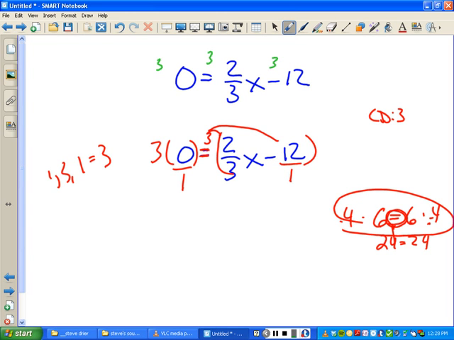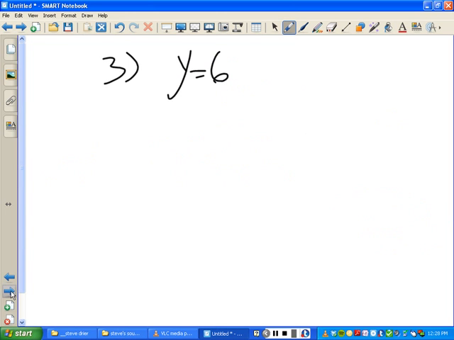Does that make sense? Yes. And then what happens is that 3 and this 3 cancel. Now notice I could have done 5 on both sides, except the 5 and the 3 wouldn't have canceled. So I want to use something that cancels. Okay. You're welcome. Good question. Thank you.